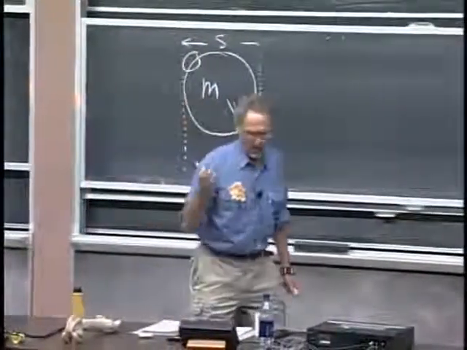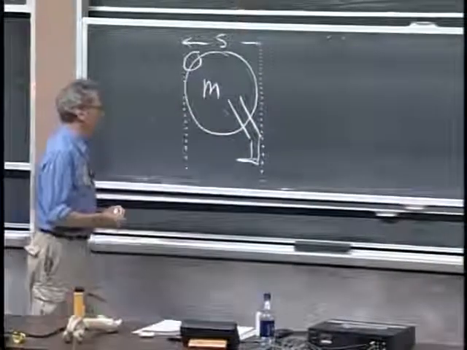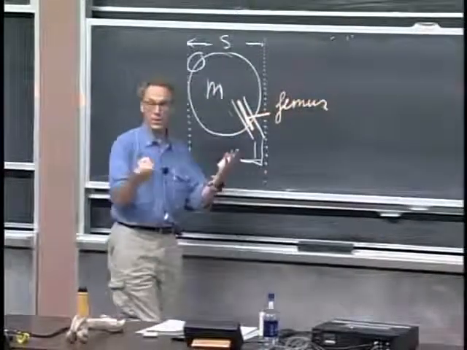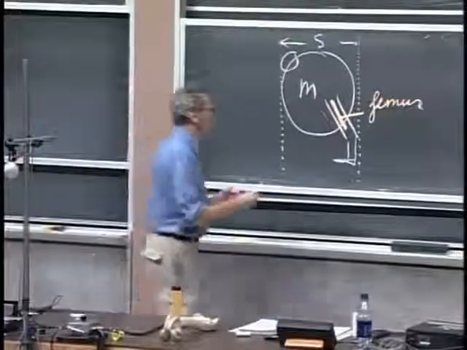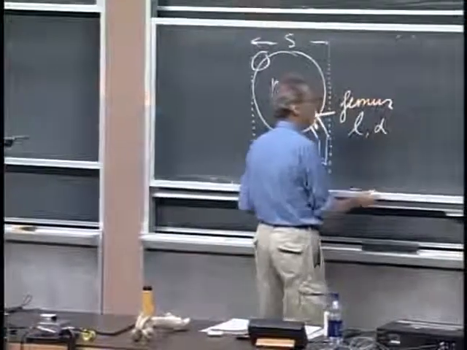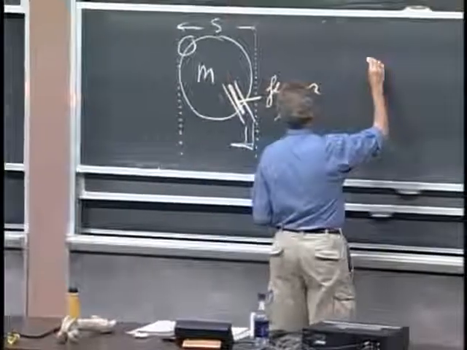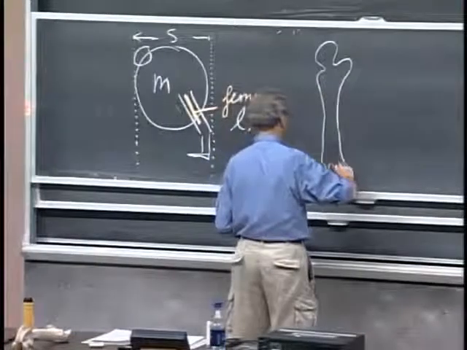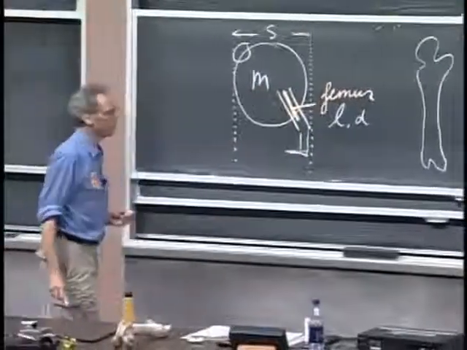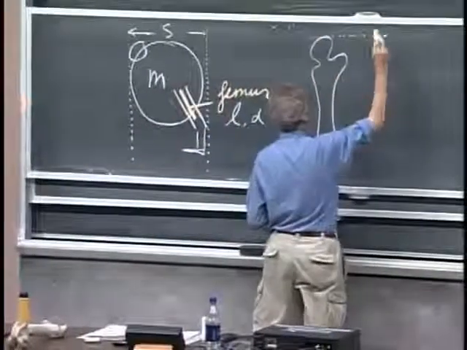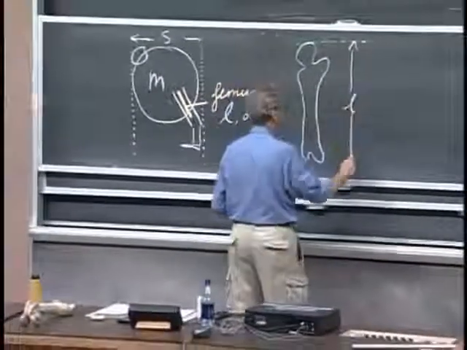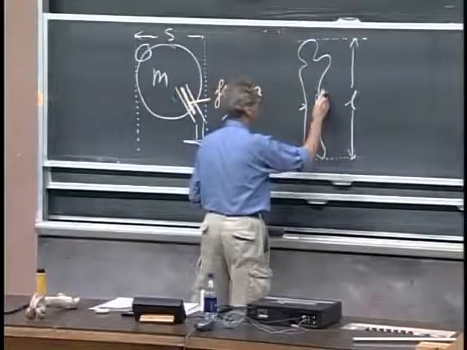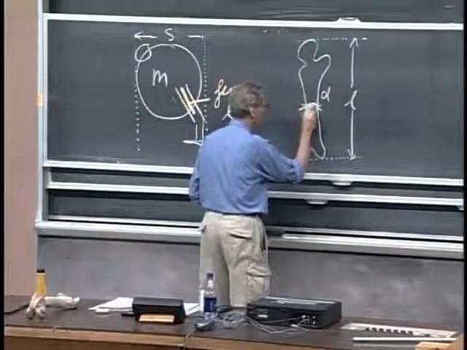And this mammal has a thigh bone, which we call the femur, which is here. And the femur, of course, carries the body to a large extent. Let's assume that the femur has a length L and has a thickness D. Here is a femur. This is what a femur approximately looks like. So this would be the length of the femur, this would be the thickness, D, and this would be the cross-sectional area, A.